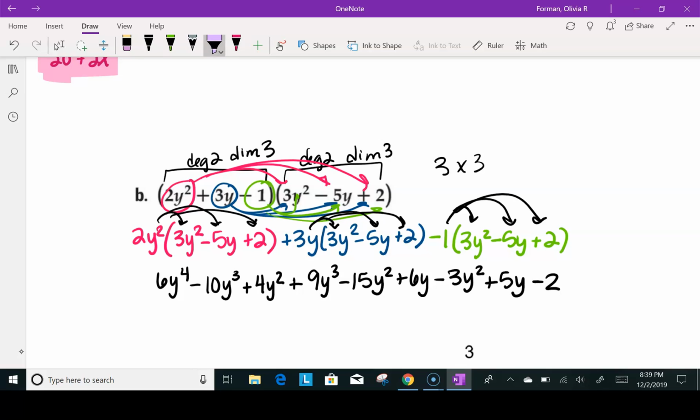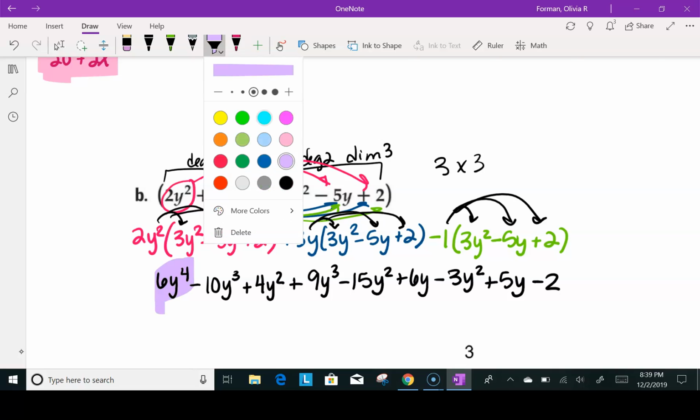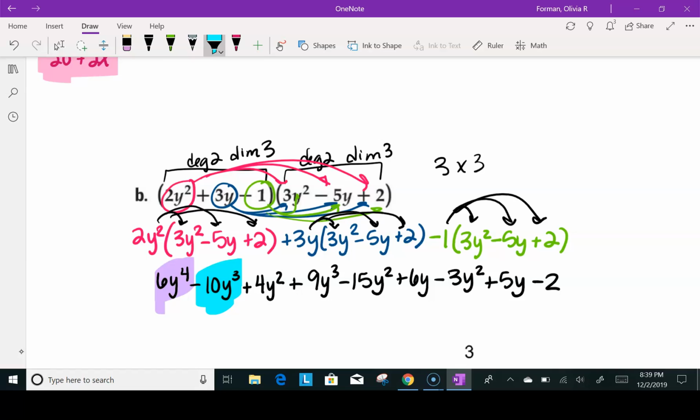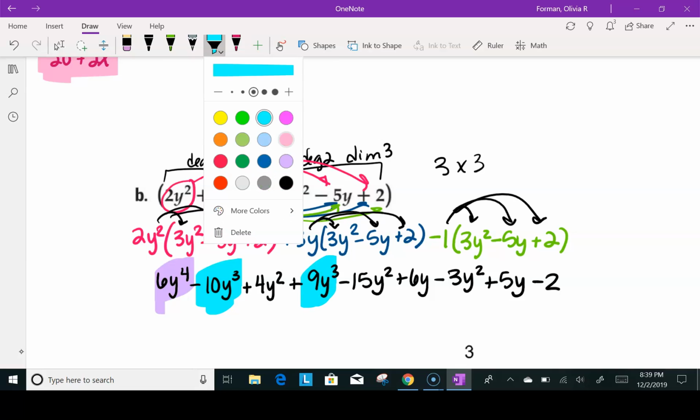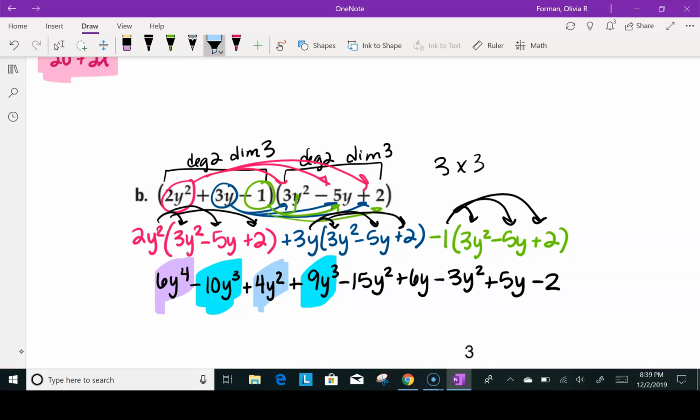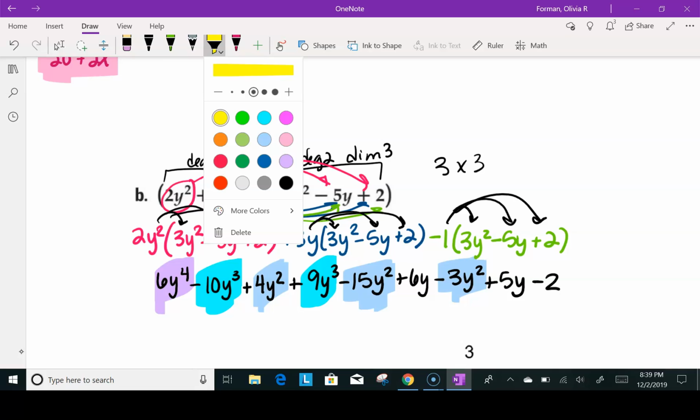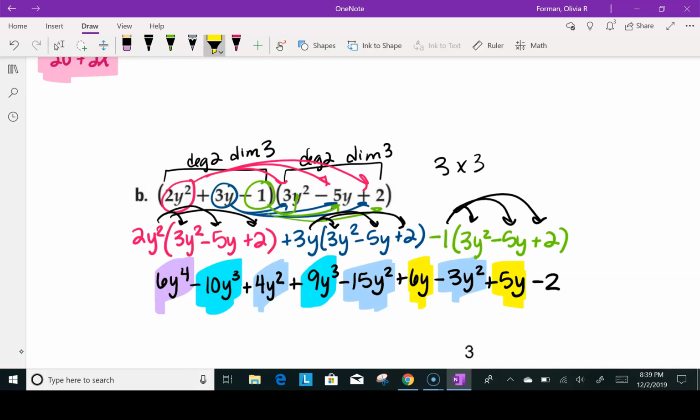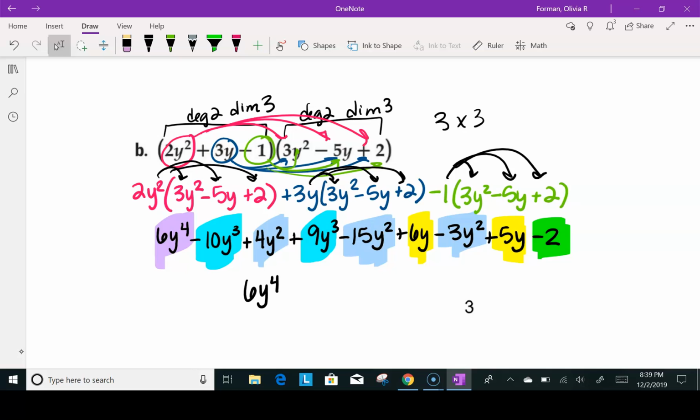So again, the issue with this is that you have to search to see what combines, as opposed to the box where it usually nicely lines up. Not a big deal, but it just adds an extra step. Okay, so the y squareds go together, the y's go together, and the numbers by itself. So 6y to the fourth just stays by itself. It can't combine with anything. Move on to the y cubes. We have negative 10y cubed plus 9y cubed. That would just be a negative y cubed.